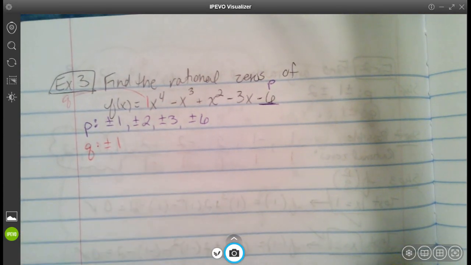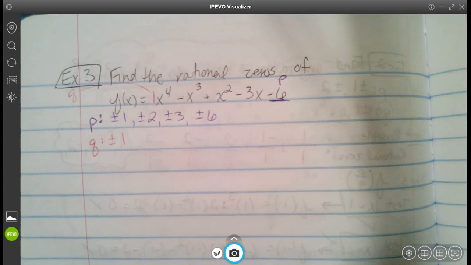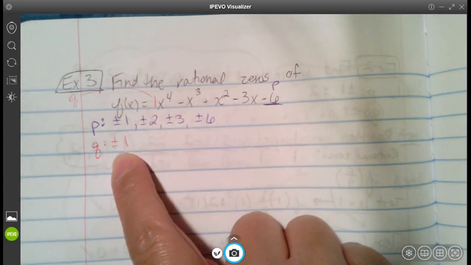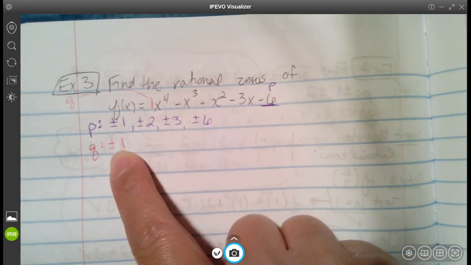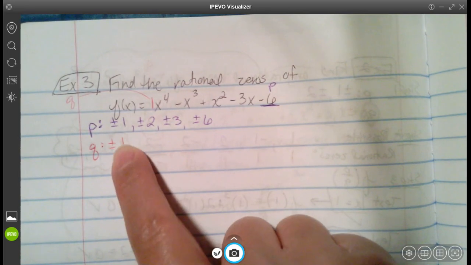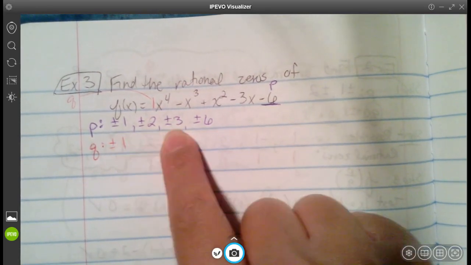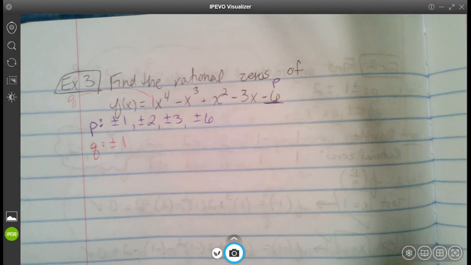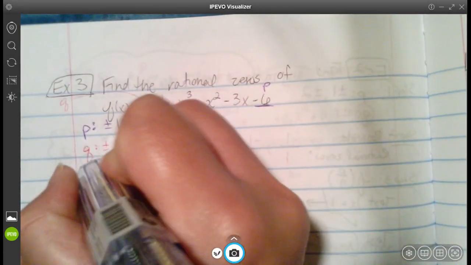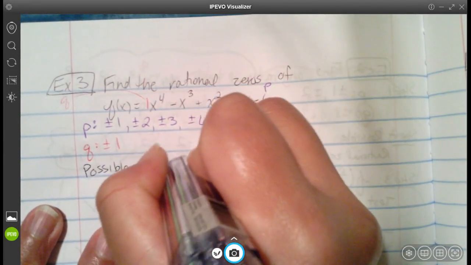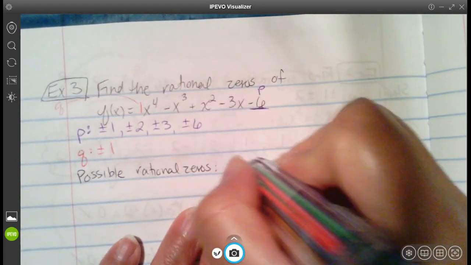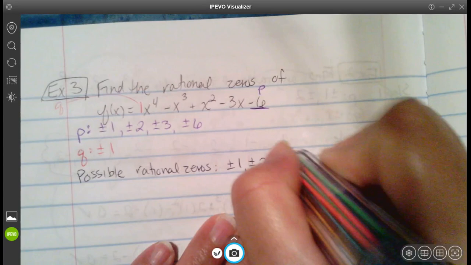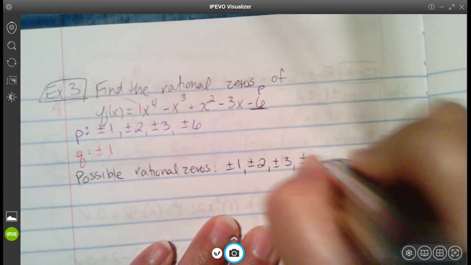So all the possible combinations for this then are just going to be basically the p, because if we divide these by 1, right, 1 divided by 1 is still 1, 2 divided by 1 is 2, 3 divided by 1 is 3, 6 divided by 1 is 6. Whether it's negative or positive, it's still going to be pretty much this list right here. So my possible rational zeros, that's what we're really looking for, right, are going to be plus or minus 1, plus or minus 2, plus or minus 3, plus or minus 6.